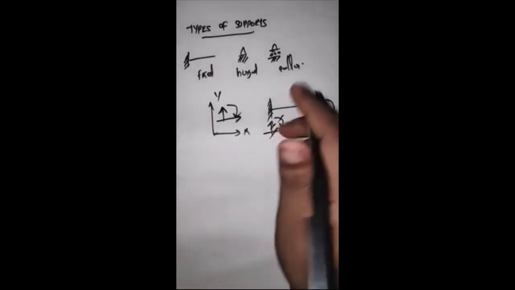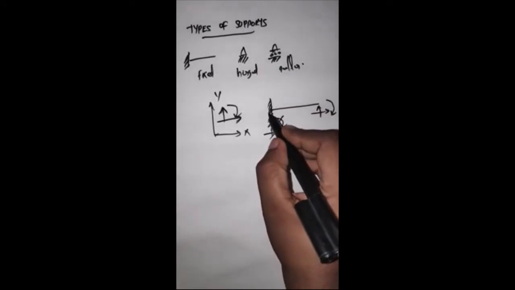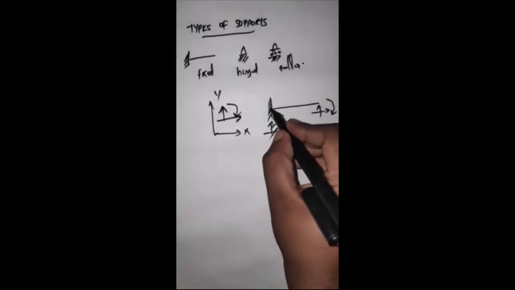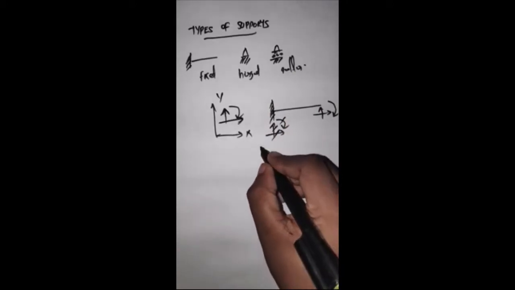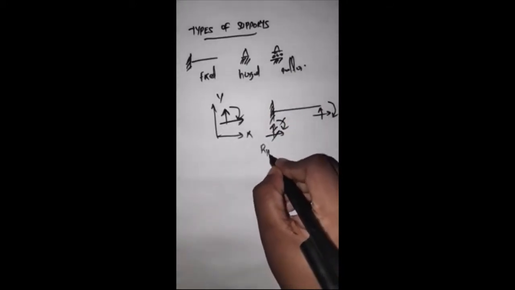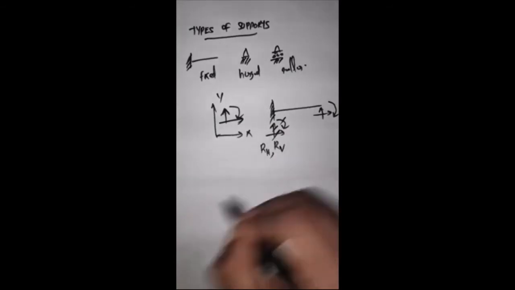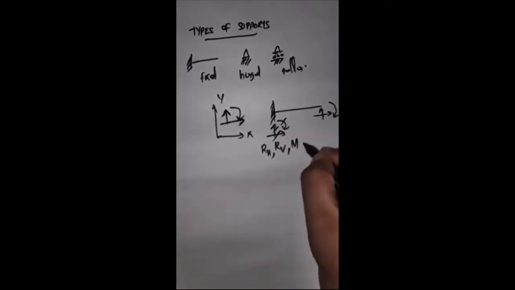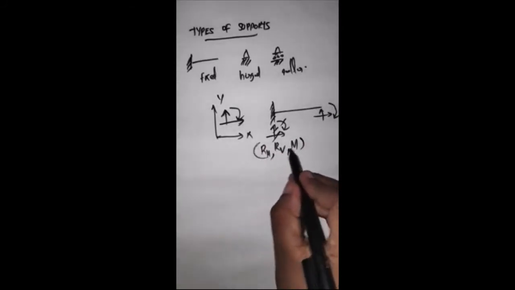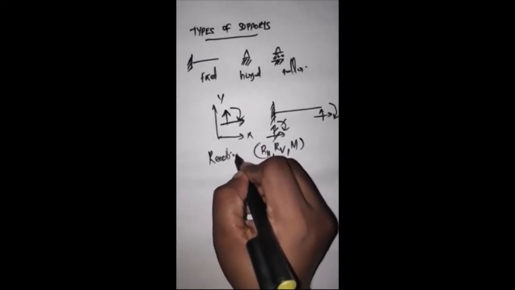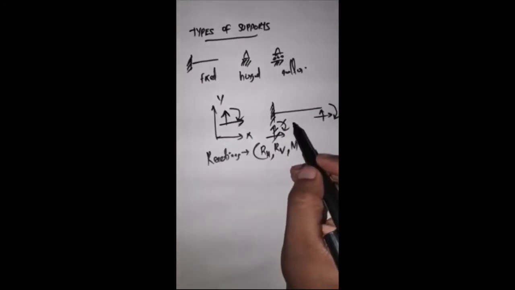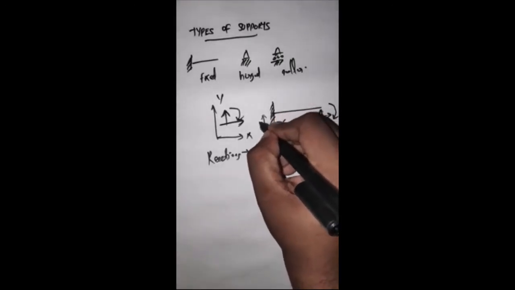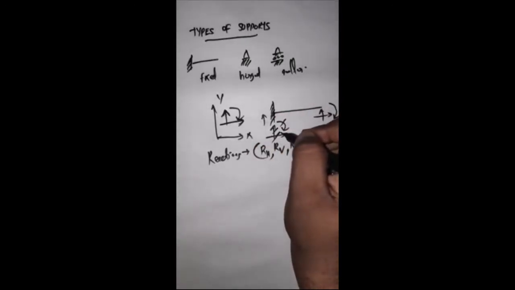That is, for a two-dimensional body in space, this is a support. At a support, there can be three reactions: a horizontal reaction, a vertical reaction, and a moment. These are the three possible types of reactions. Now in a fixed support, at this point there can be these three reactions.